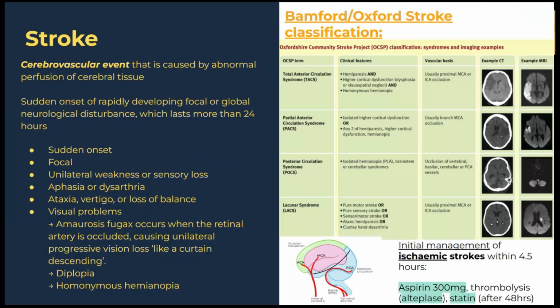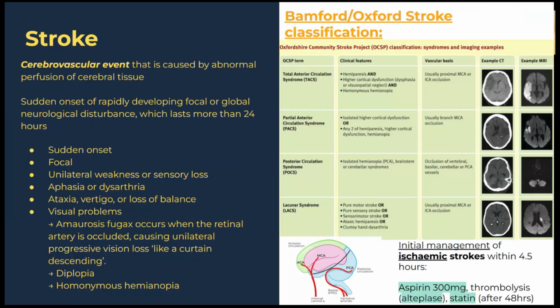Does anyone know the proportion of ischemic to hemorrhagic strokes? What percent of strokes in general are ischemic and what percent are hemorrhagic? Just a guess. Yeah, that's about right. About 85% ischemic and then 15% hemorrhagic.